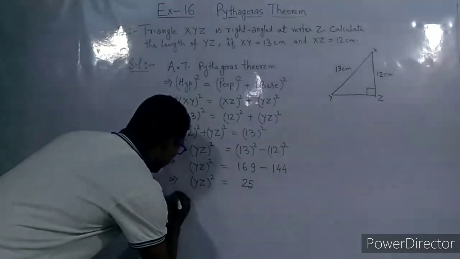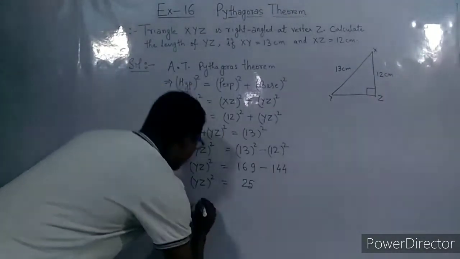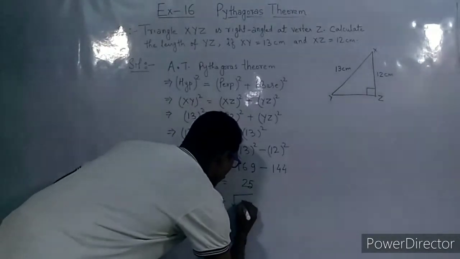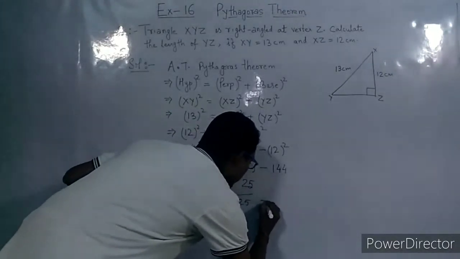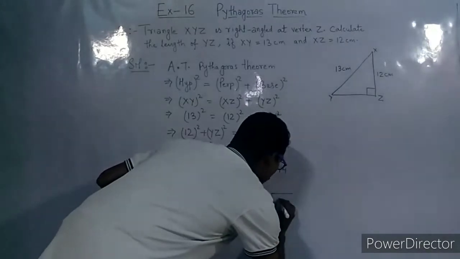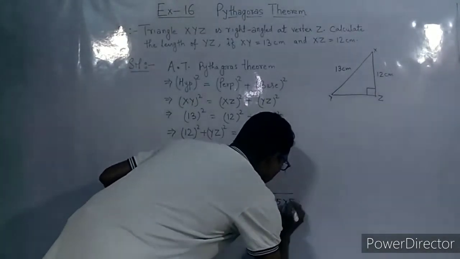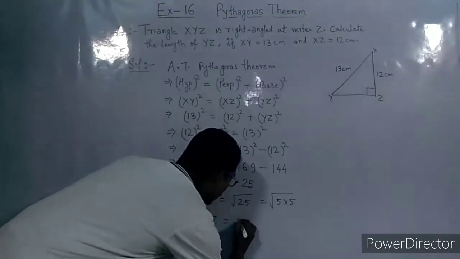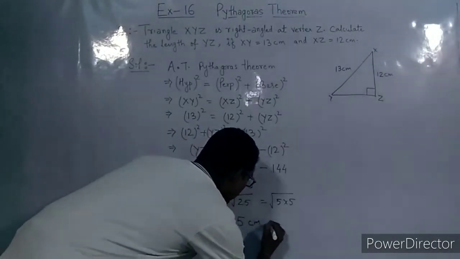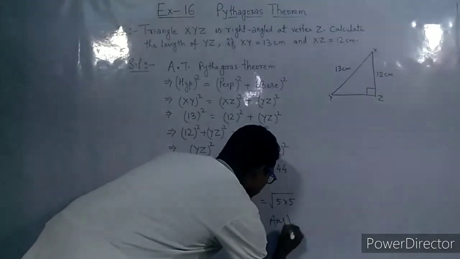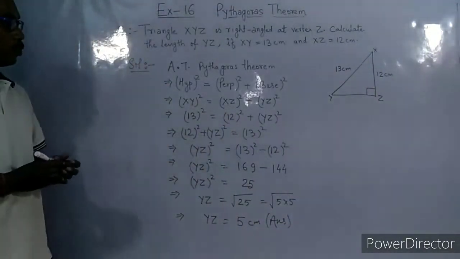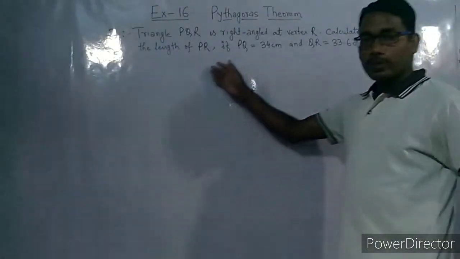So we take the square root on both sides. So YZ equal to root 25, that is root 5 into 5. So YZ is equal to 5 centimeter. This is the answer. Hope it is clear. Let's see question number 3.